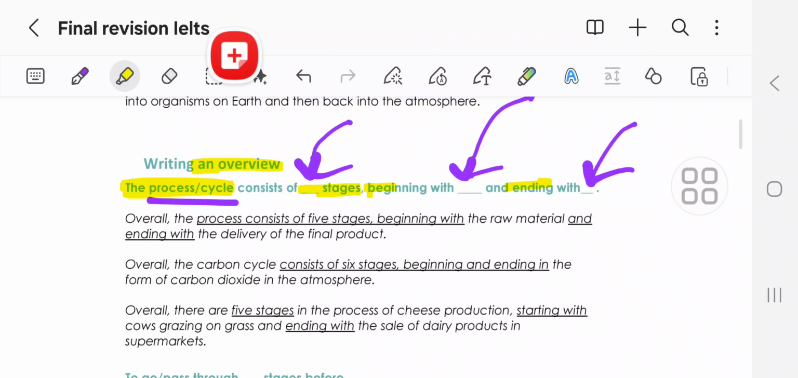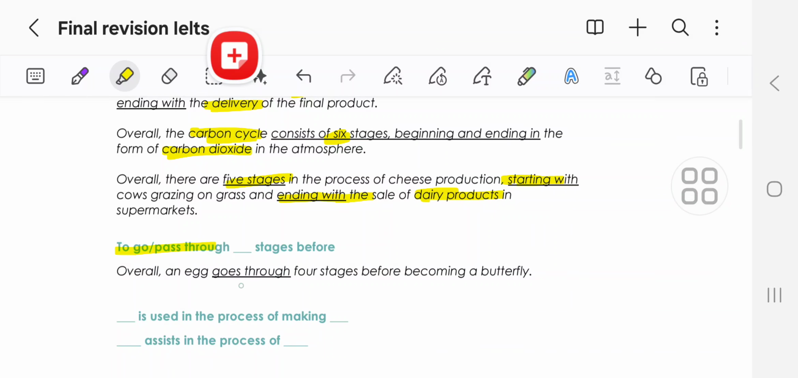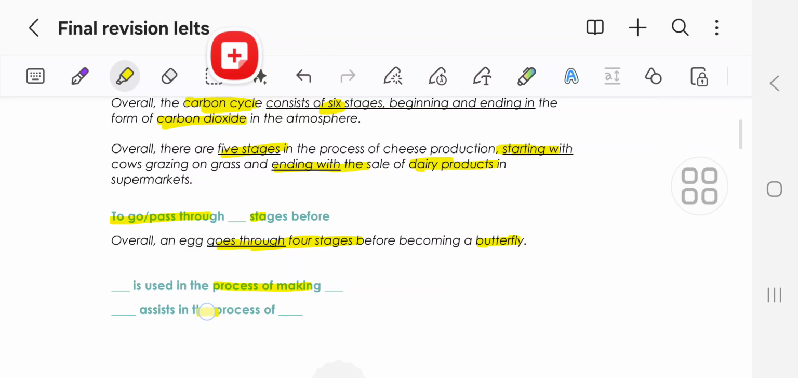Listen, overall the process consists of 5 stages, beginning with the raw material and ending with the delivery. Overall the carbon cycle consists of 6 stages, beginning and ending in carbon dioxide. The 5 stages start with cows grazing and end with dairy production. Overall the egg goes through 4 stages before becoming a butterfly. Also "it uses the process of making", "assist the process of making".